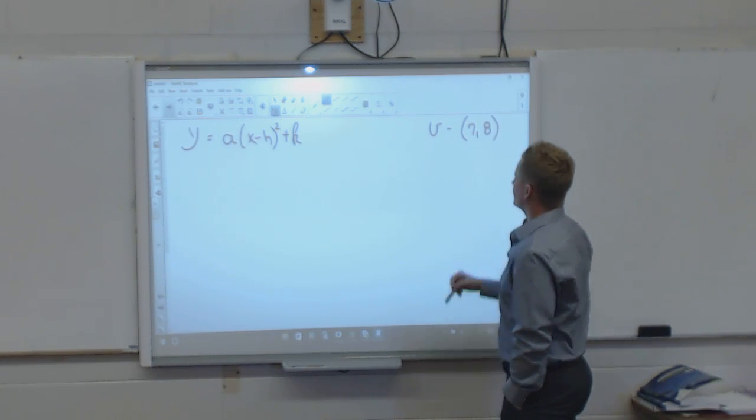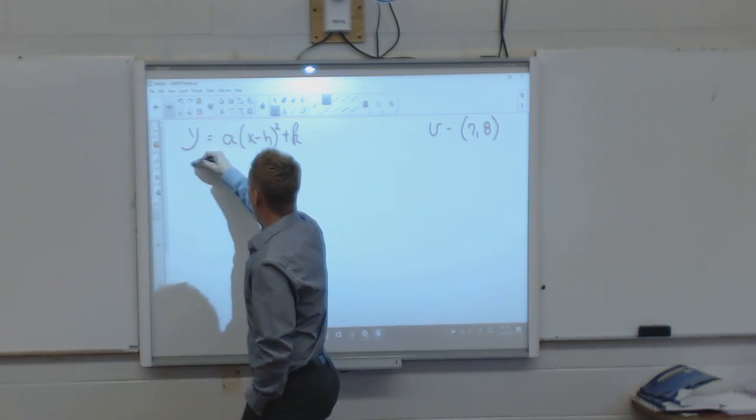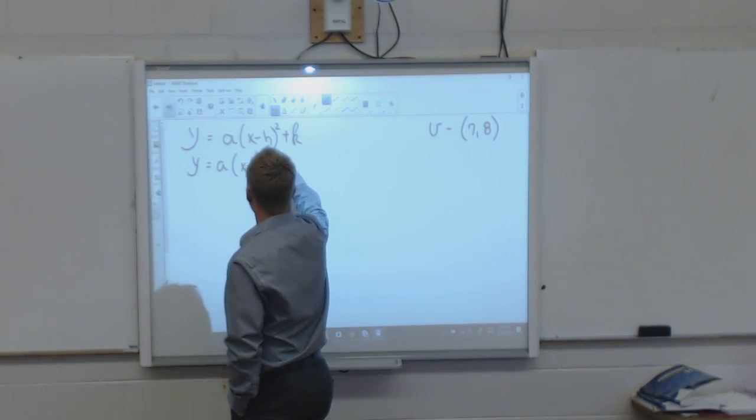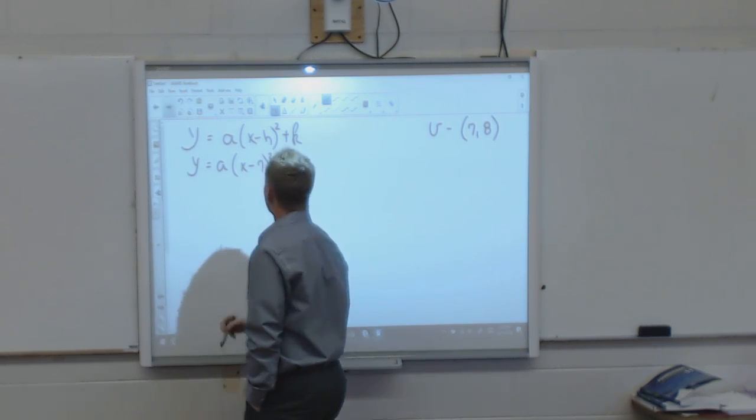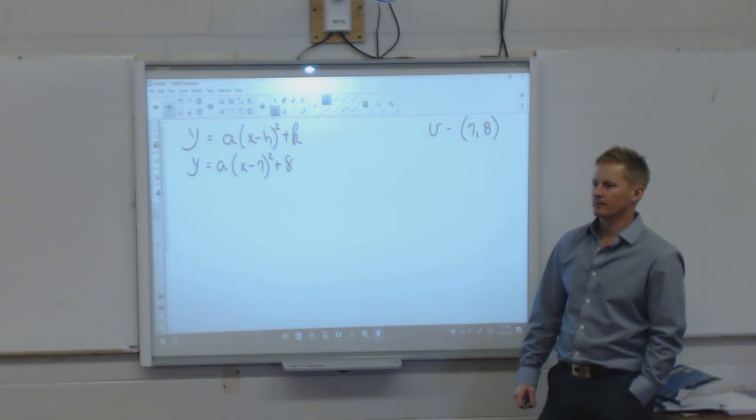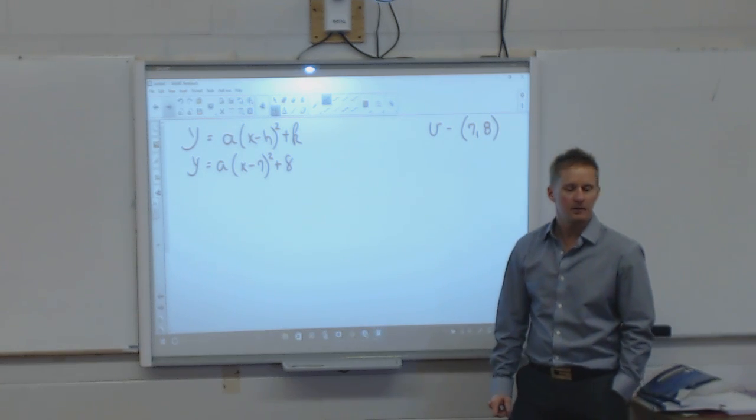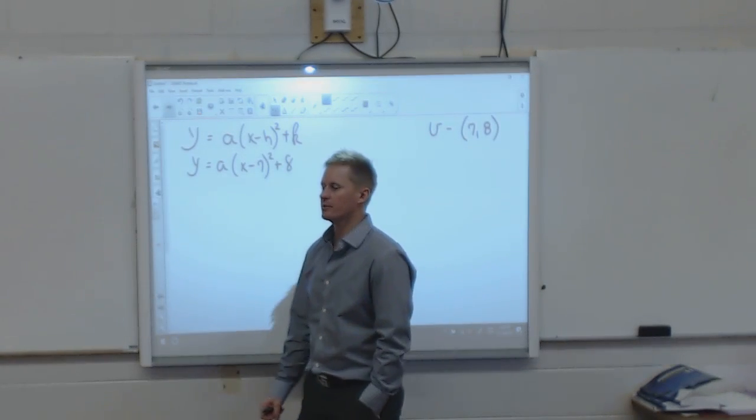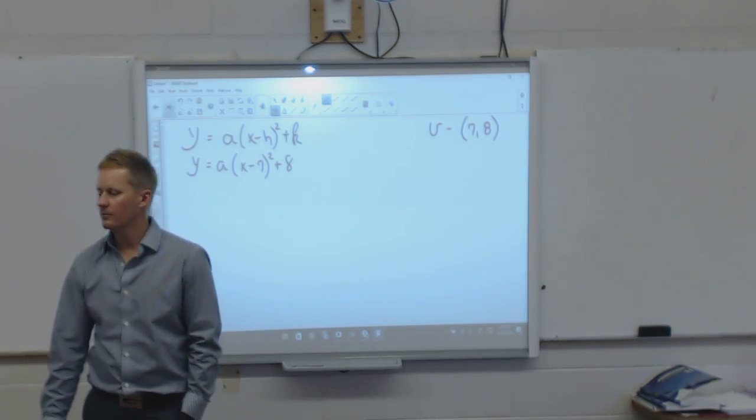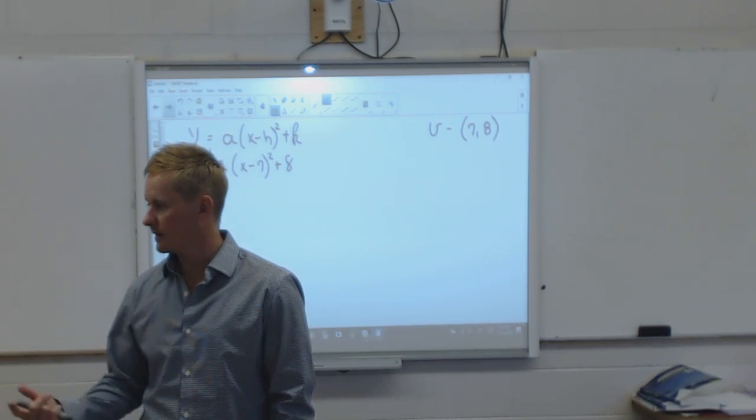So what does that make my H value? And my K value? 8. So I'm going to go y is equal to a, x minus 7 squared plus 8. How do I solve for a? What did we do yesterday? Find your roots. Greatest common factor. Anybody else? Plug in a coordinate. Which of those three is right? Plug in a coordinate, right? Which can be my roots. It can be my roots.